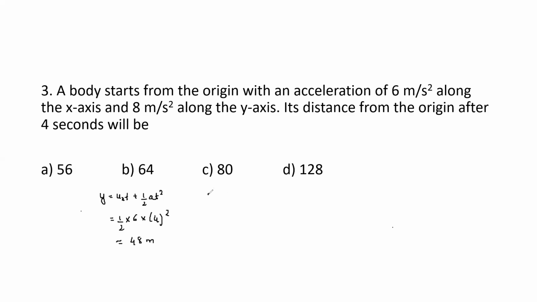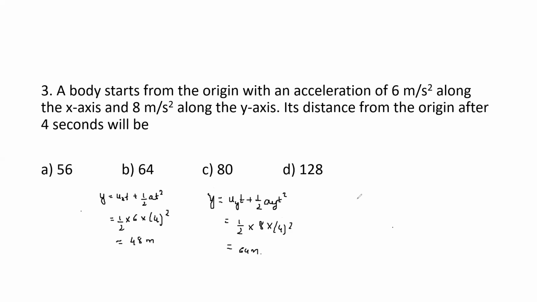Now let us calculate the displacement along the y-axis, which is given by y is equal to uy into t plus 1 by 2 ay into t square. So it is 1 by 2 into acceleration 8, and the value of t is 4 square. If you simplify, 1 by 2 into 8 is 4, and 4 into 16 becomes 64 meter.